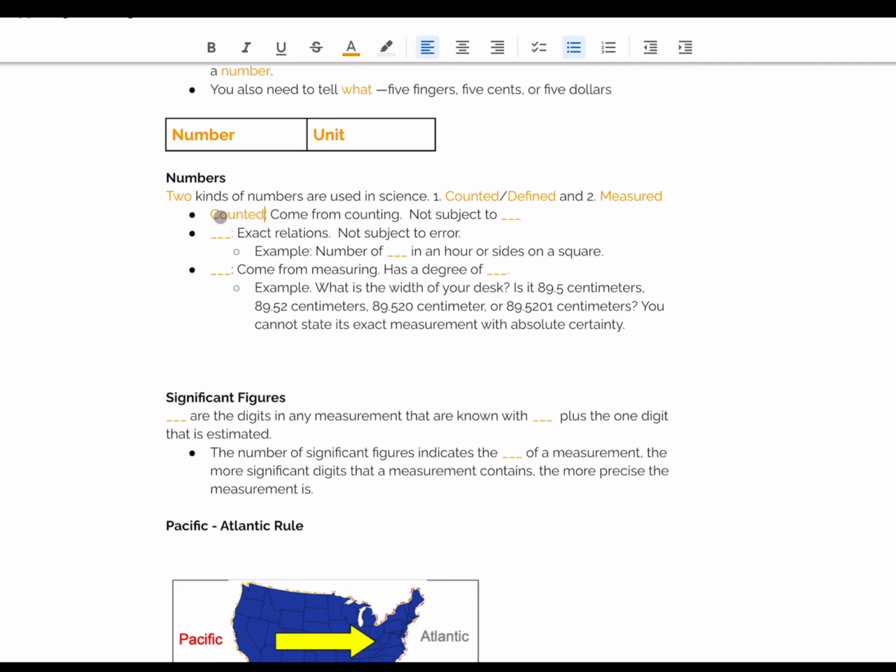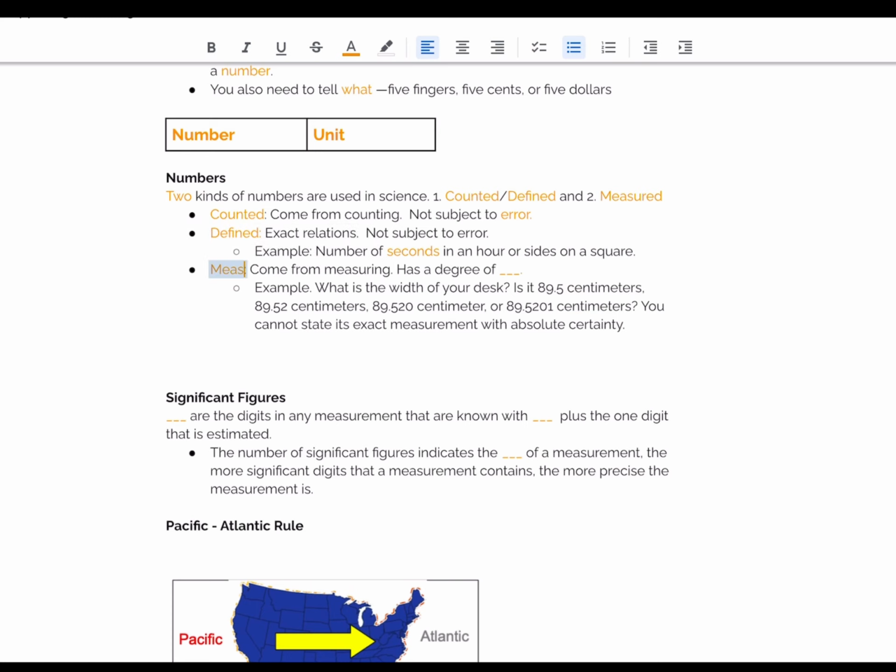Counted is exactly what it sounds like. It comes from counting. And that number that we get is not subject to error unless you miscount. If you were counting the number of desks in a classroom and you counted 20, that number doesn't have any error because you've counted it, unless you count wrong and you count 19 and there actually are 20. Our other type of this first kind is a defined number. Defined numbers are talking about exact relations, and they are not subject to error either. For example, the number of seconds in an hour, or sides on a square, or how many centimeters are in a meter. That would be a defined number. That's an exact relation. There are 24 hours in a day.